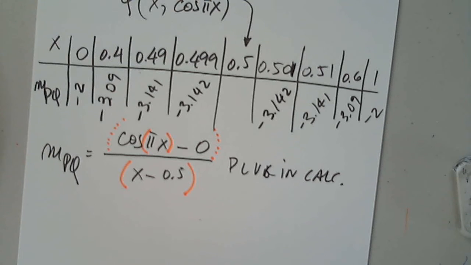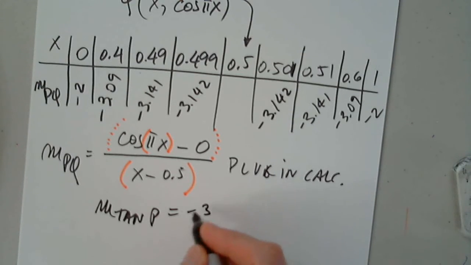See, you can say, oh, wait a minute. When you plugged in 0.5, it gave you an error, but now you plugged in 0.5 and it gave you -3. I fooled the calculator by plugging in as close as I could to 0.5. 0.5000000, I don't even know how many zeros, 1. And I fooled the calculator. Okay? So the slope of the tangent at P is -3.